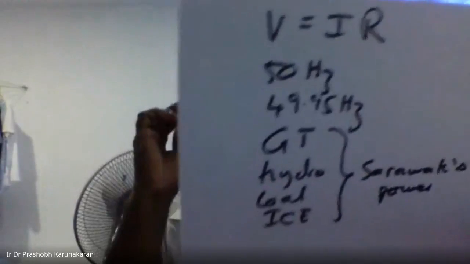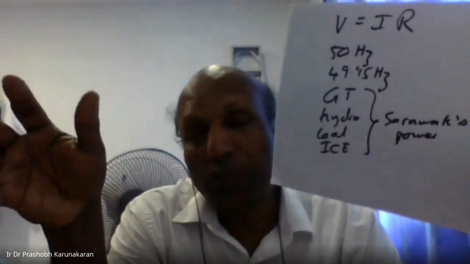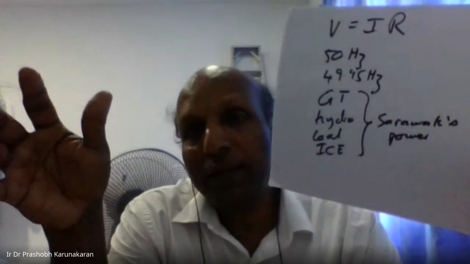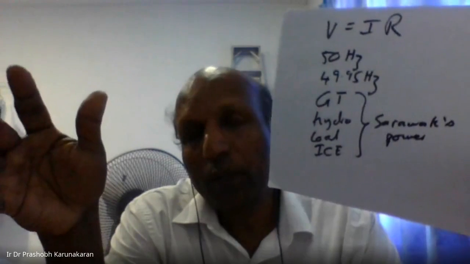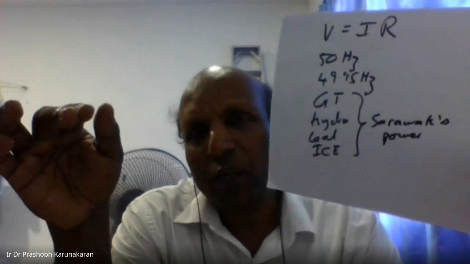Okay, so gas turbine was the main because Bintulu was producing most of the power because it's so cheap. Okay, the pipe coming from Osho goes straight to the power station, and it costs only 3 cents per kilowatt hour.